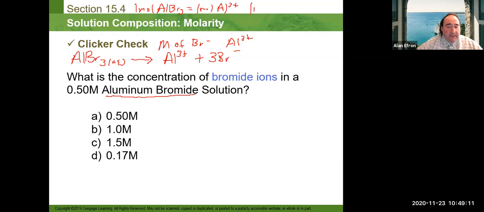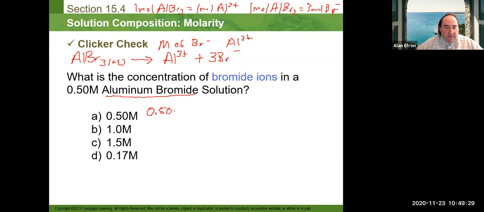And also we can see that for every 1 mole of our aluminum bromide, we get 3 moles of our bromide ions. So that's sort of our two relationships that we have going on here. And we'll start with the bromide, which is this question here.